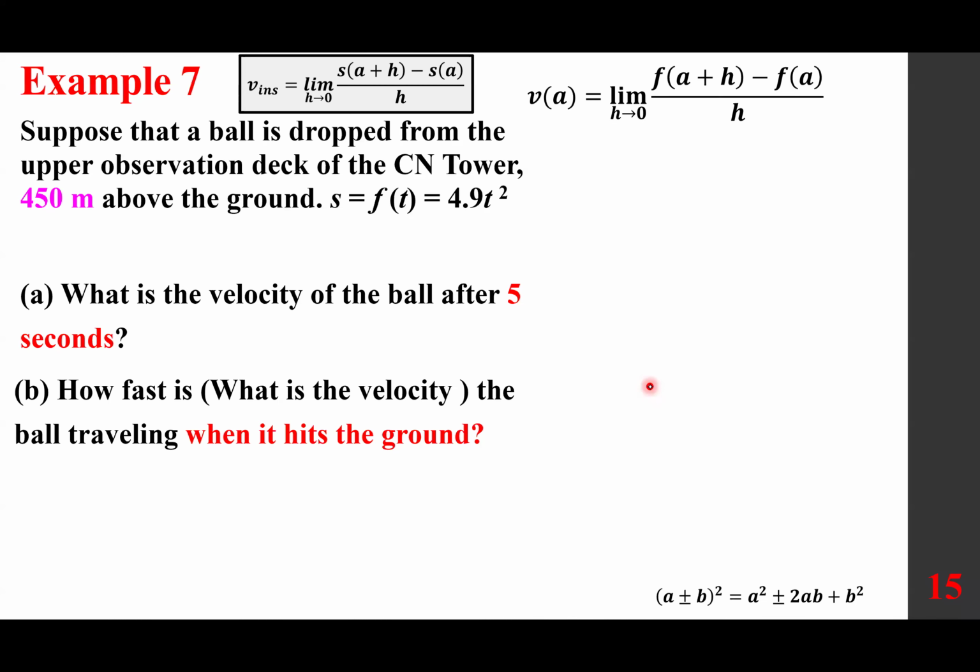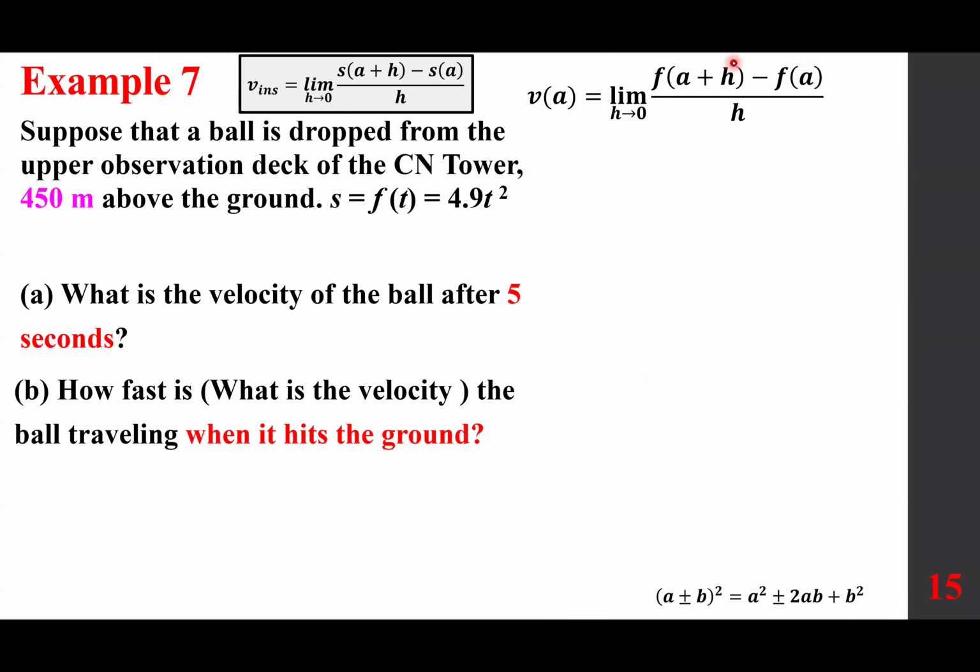So having said that, we're going to go with v of a equals limit of f of a plus h minus f of a over h as h approaches 0. For this one, we have to change the a to 5. For this one, we have to change the a to whatever it gives us. So we're going to keep it as a. Imagine it's the function, and you see how easy this becomes because you don't have to do this 2 times.